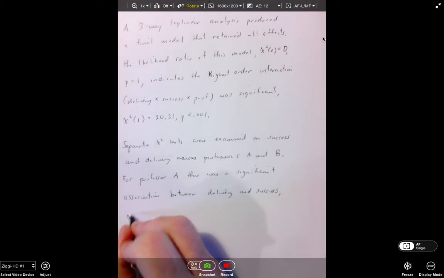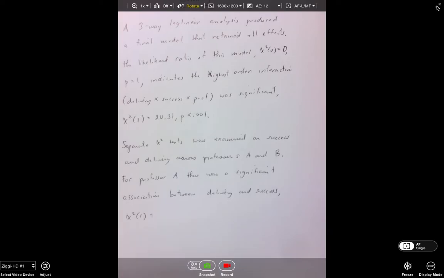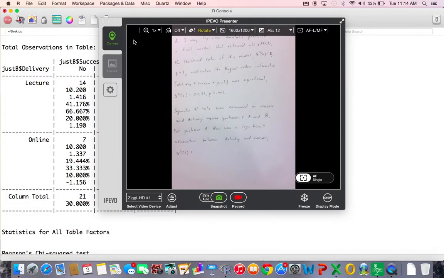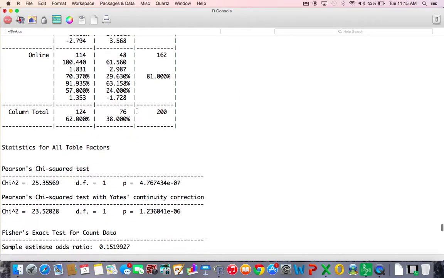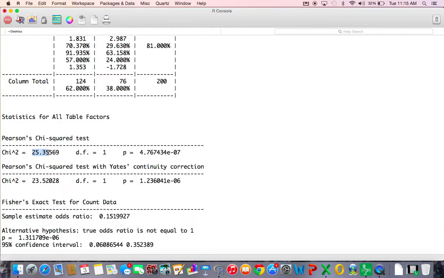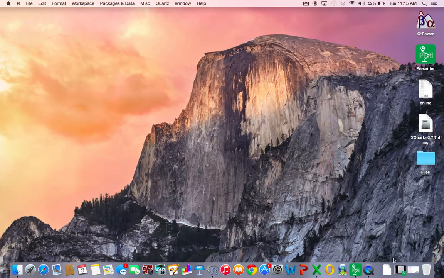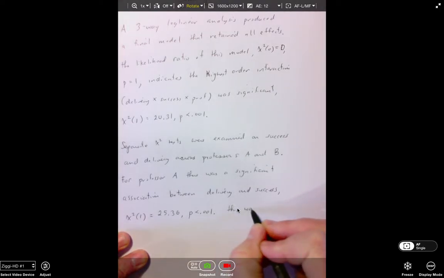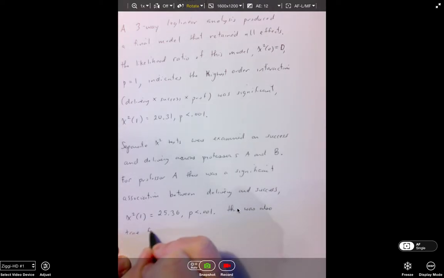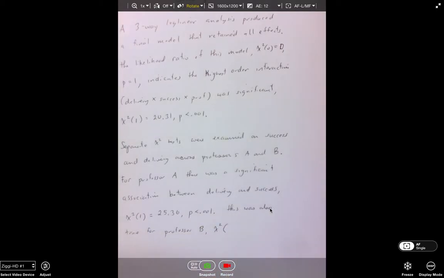Now I'm going to have to go get that. So, but guys, for Professor A, let's see what happened. All right, so Professor A, we have 25.36, and the p-value was less than 0.001. We're going to have to go back and get it for Professor B, but that's cool. All right. Let's just say this was also true for Professor B. And let's go get that information.